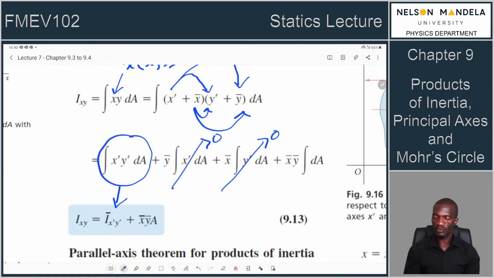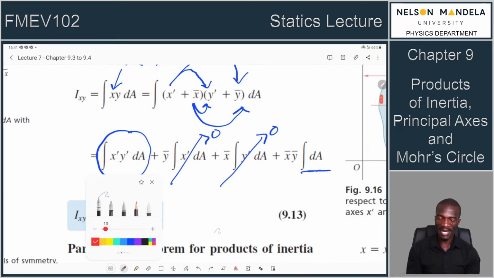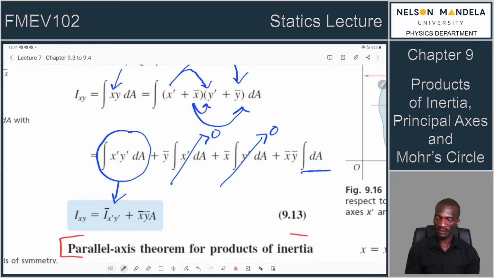to 0. The last stage there is simply the product x bar, y bar, and the integral gave us an area. For this reason, we actually have a parallel axis theorem for products of inertia. When you're given some regular shape, therefore, you can easily just apply the parallel axis theorem.